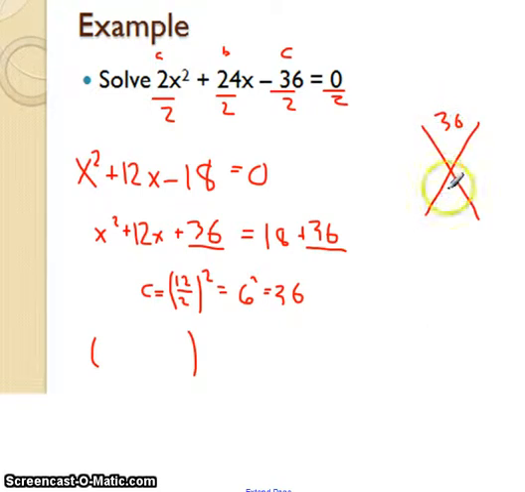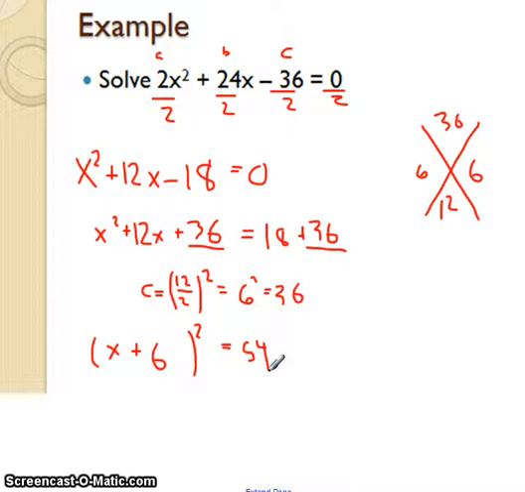And it should be no surprise here that these two numbers are, let's see, 6 and 6. That's how we set it up. So I'm going to write this as x plus 6 times itself. So I'll write that as x plus 6 squared. And then the right hand side, I'll clean this up. 18 and 36 make 54.